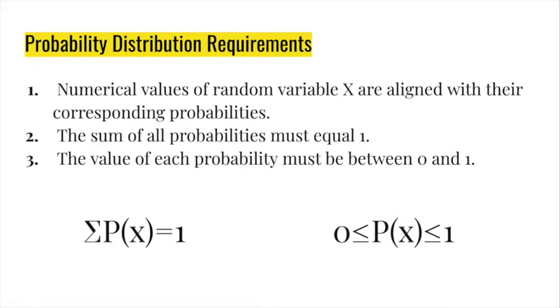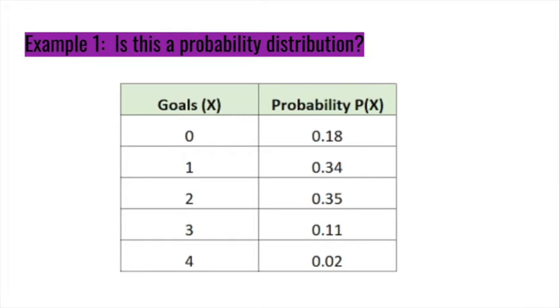So there are three requirements for determining a probability distribution. The first one is that numerical values of the random variable x are aligned with their corresponding probabilities. The second requirement is that the sum of all the probabilities is equal to 1. And the third requirement is that the value of each probability is between 0 and 1. And so here we have each of those formulas, for the sum of all probabilities equaling 1, and the value of each probability being between 0 and 1.